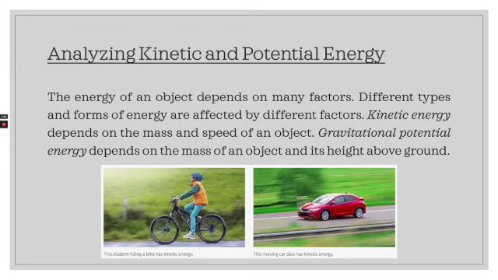The energy of an object depends on many factors. Different types and forms of energy are affected by different factors. Kinetic energy depends on the mass and speed of an object. Gravitational potential energy depends on the mass of an object and its height above ground. So if we look here at these two examples, we have a student riding a bike and a moving car. They both have kinetic energy, but which one has more kinetic energy? The car. The car would have more kinetic energy because it has more mass and it can probably also reach greater speeds than a student riding a bicycle.